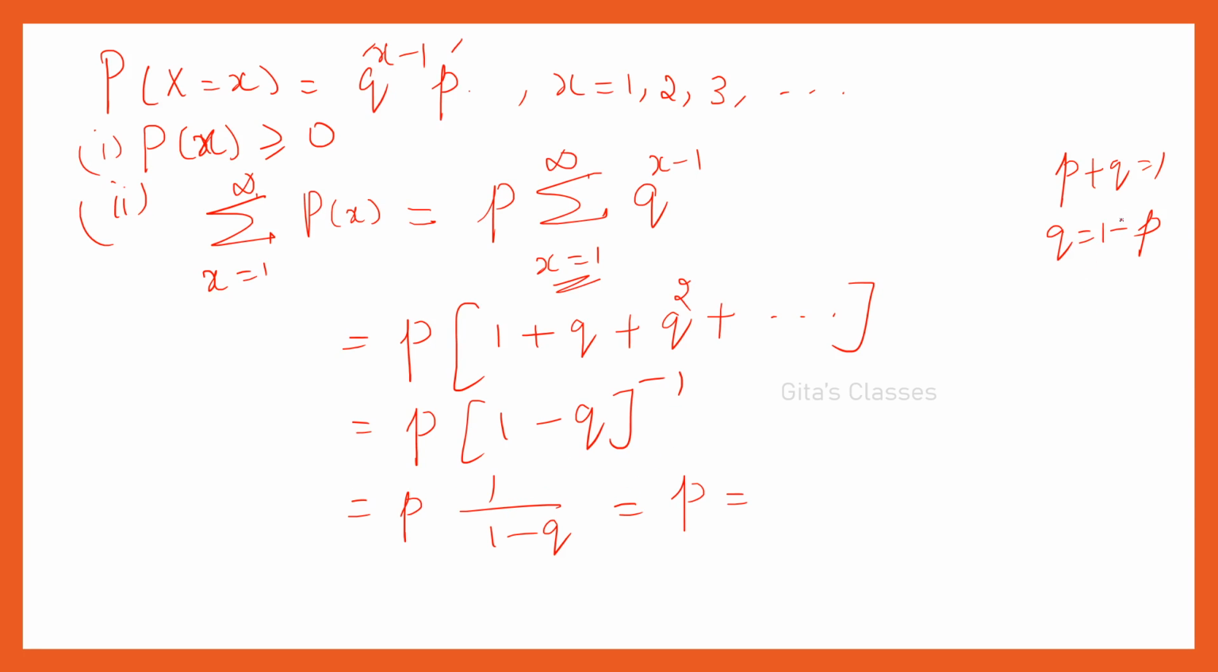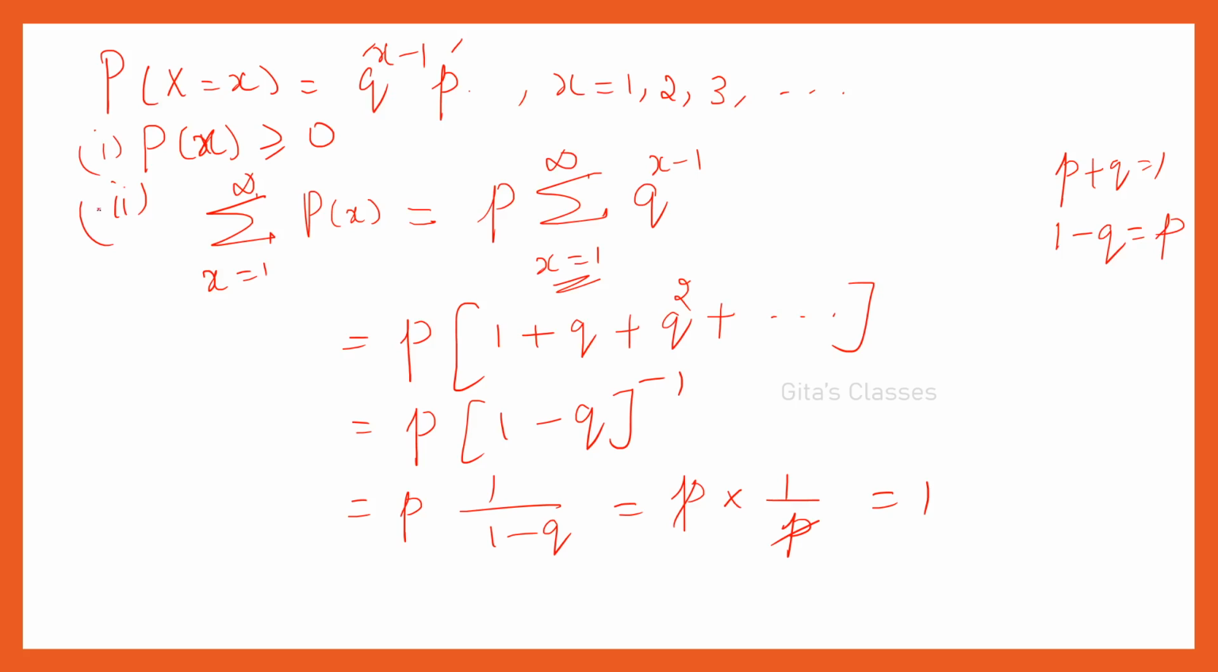Or 1 minus q is p. p is equal to 1 minus q. You can write q is equal to 1 minus p. We need here 1 minus q. So I am going to write it as p into 1 by 1 minus q, which is nothing but p. p will get cancelled. Therefore, it is equal to 1.